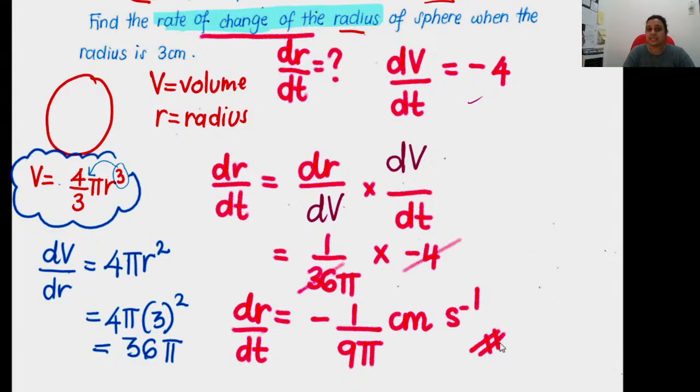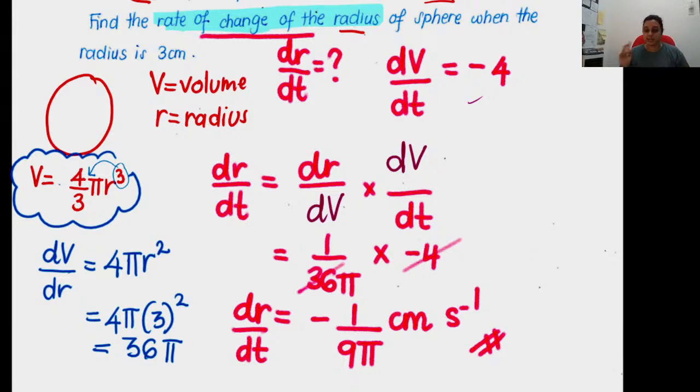You're getting a negative because the volume is getting smaller, so the radius must also get smaller. That's why you get a negative answer, which is correct. If suddenly you get positive, it means there's something wrong with the calculation. Okay, so we are done.